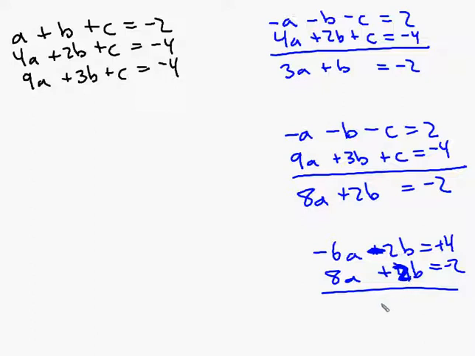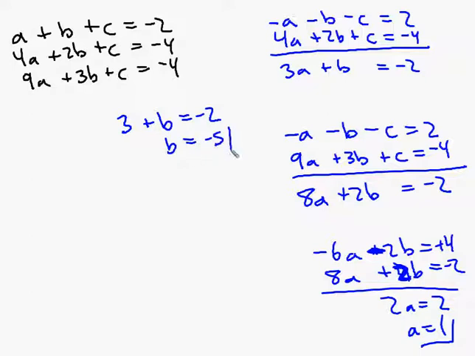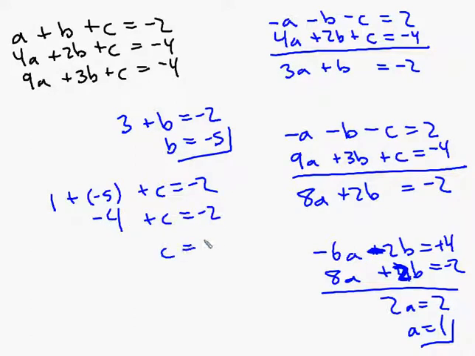Alright, so the b's cancel is the point I'm driving at there. And a is 1. So now I take that a and I'll put it back into here. So I have 3 plus b equals -2. So b equals -5. And then I take both of those, I'll put it in that first equation. So 1 plus -5 plus c equals -2. -4 plus c equals -2. And c equals 2. Alright, that's a little bit different.